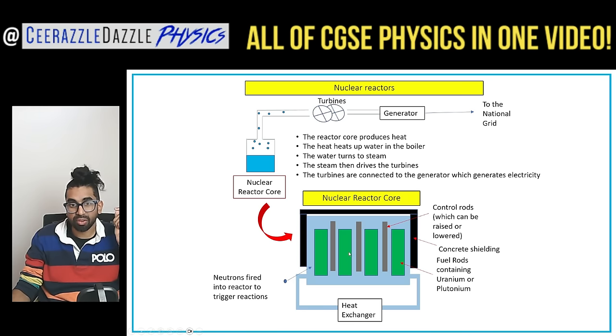It looks like this. There are things which are called fuel rods, which are separated. They're not touching each other, they're separated. In between each of these fuel rods, there is a control rod. The fuel rods contain the uranium or whatever fuel that you're using, could be plutonium over here, and the control rods are over here. The control rods can be raised or lowered. The whole thing has been encased in concrete, the reason being that it stops all the excess radiation being emitted to the surroundings. Right, and all of it's in water, and there's a heat exchanger over here.